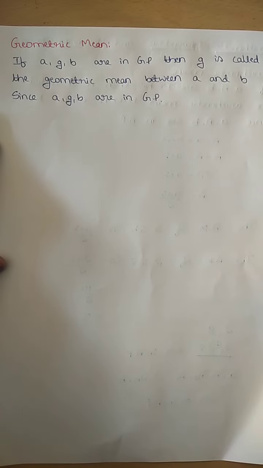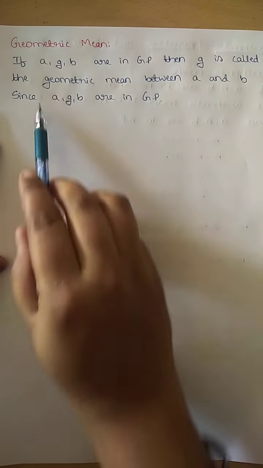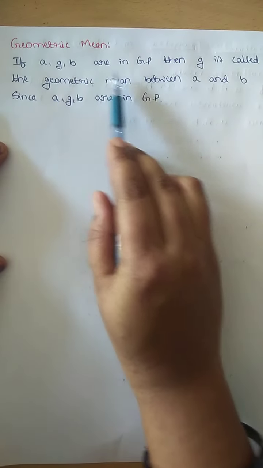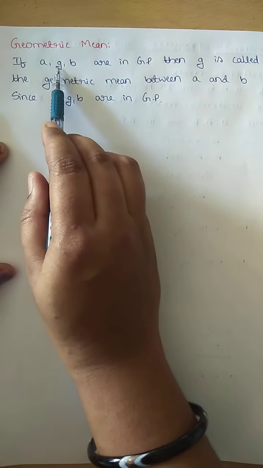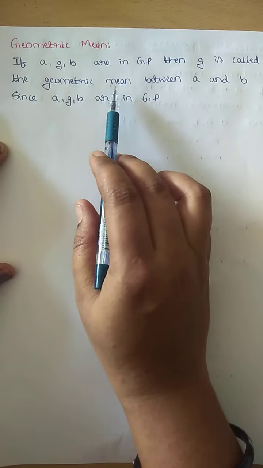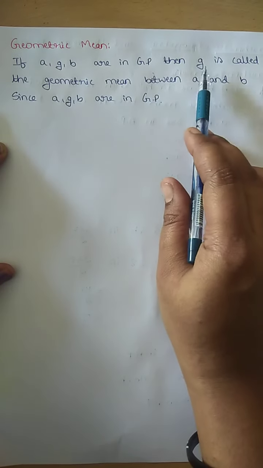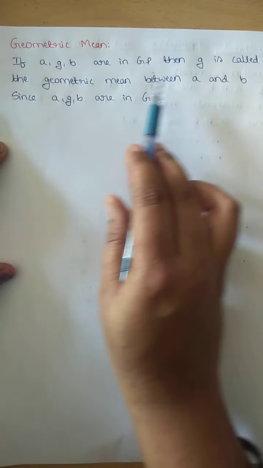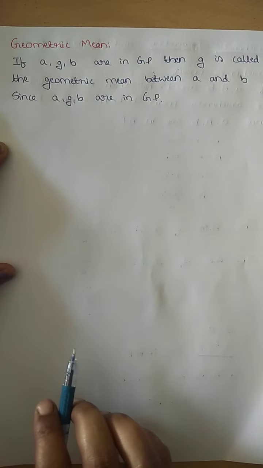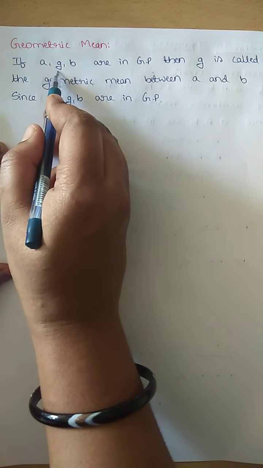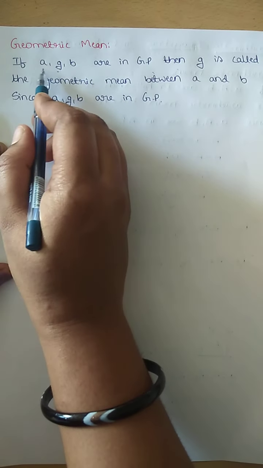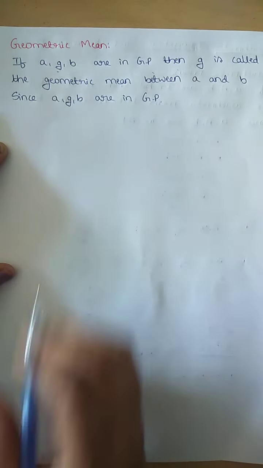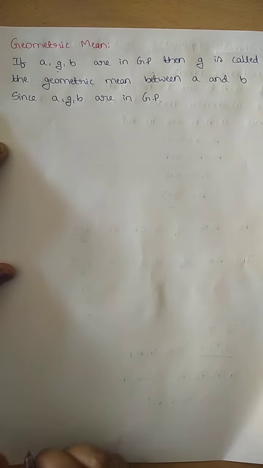The next one is geometric mean. Okay, if A, G, B are in GP, with arithmetic mean A, geometric mean therefore G. A, G, B are in GP. Then G is called the geometric mean between A and B. See, the middle term, small g is called the geometric mean between A and B, such that A, G, B are in geometric progression.